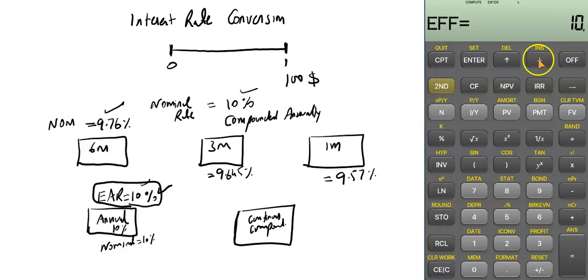For continuous compounding, you put the maximum value here, the highest possible number of compounding periods in a year. Enter it, keep the effective annual rate the same, and calculate the nominal rate, which is 9.53%.